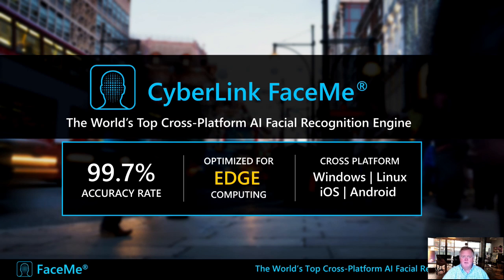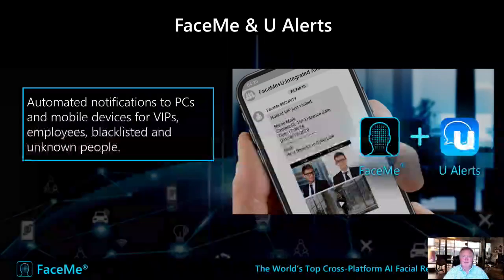CyberLink FaceMe is the world's top cross-platform AI facial recognition engine. With a 99.7% accuracy rate, it's one of the most precise engines in the world. It's optimized for edge computing, which means that it can run extremely fast without the need to do cloud processing, and it's also very safe because you don't need any cloud connection. It runs cross-platform on Windows, several variations of Linux, iOS and Android.